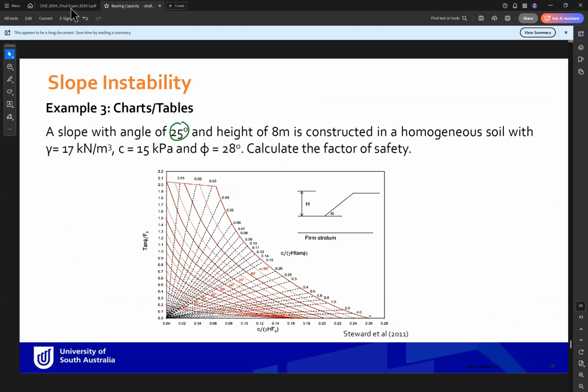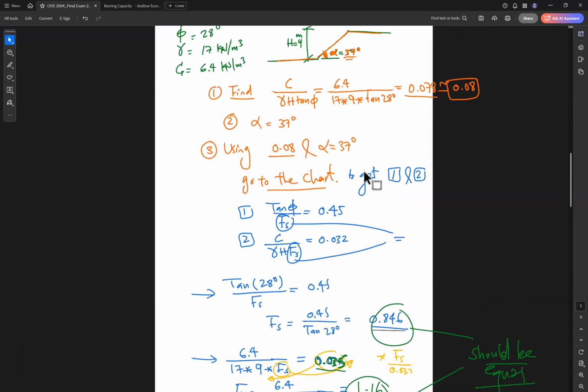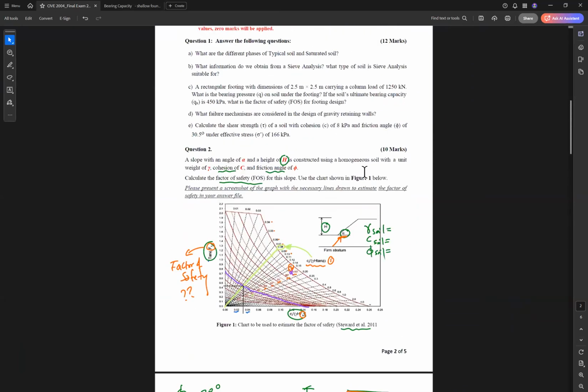So if we go back to our slide, this is one of the examples in the test. As you can see here, it says please present a screenshot of using the graph and add it to the answer. Because if you didn't show this graph, it means you got the values from a different student or from somewhere else. The proof you have done this is the screenshot, so that's why this note was written here.